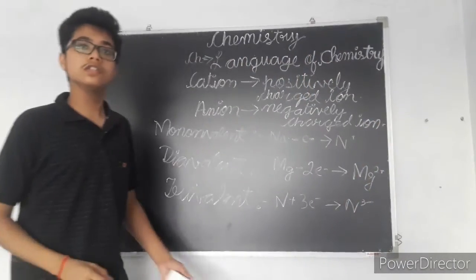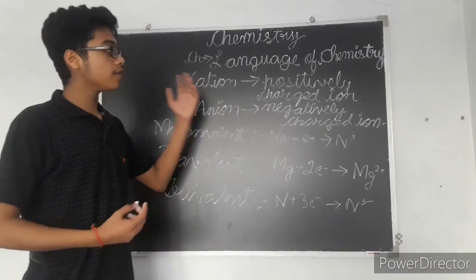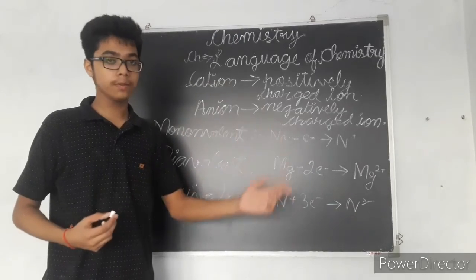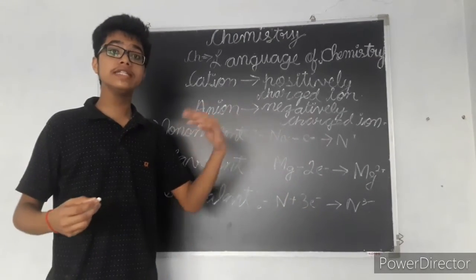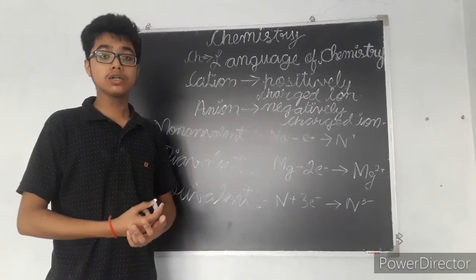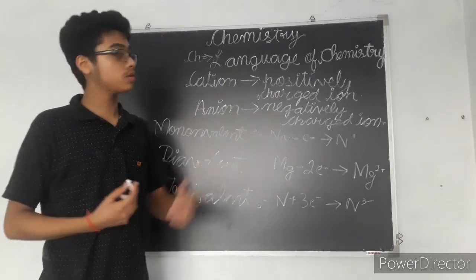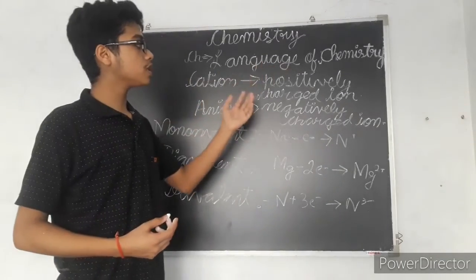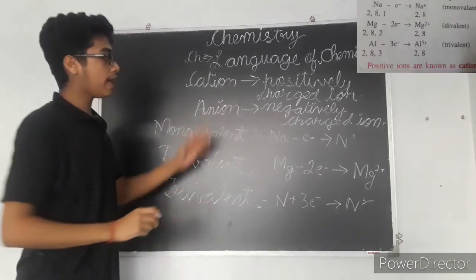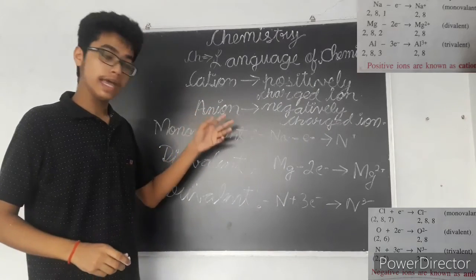So we have discussed about ions. Ions are the charged particles, and we have taken an example also. When sodium gave one electron, it becomes positively charged because there is excess of protons, and when chlorine takes one electron, it becomes negatively charged because there is excess of electrons. So cations are positively charged ions. An example of a cation is Na plus, and Cl minus is the example of an anion.